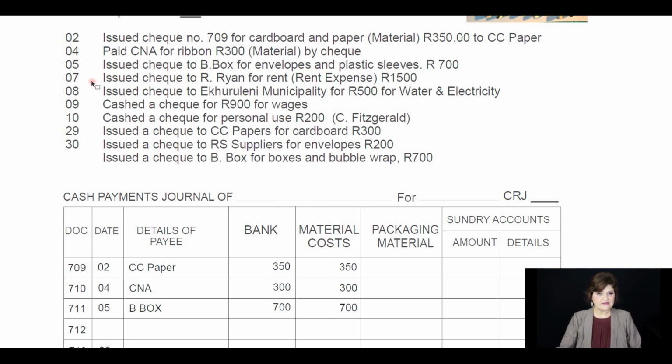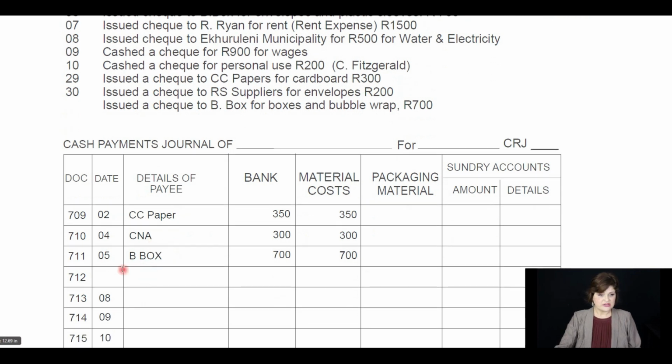All right, let's have a look at the 7th. Issued a check to R. Ryan for rent expense. The two accounts affected are the bank and rent expense. Your next transaction is on the 7th. Your check number follows chronologically, so it'll be 712. The payee is R. Ryan for the amount of 1,500 Rand, the value of the check. Do we have a rent expense account up at the top here? No, we don't. So under sundry accounts, we open one up, rent expense, check your spelling, for the amount of 1,500 Rand.